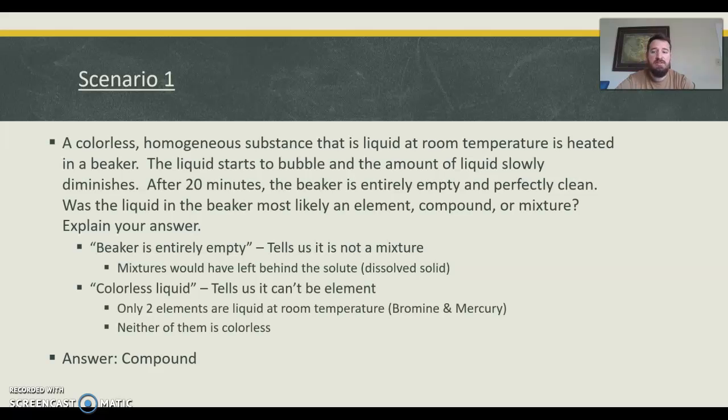It also tells us that this is a colorless liquid. We know from class that there are only two elements that are liquid at room temperature, that being bromine and mercury. Neither of those is colorless. Mercury is silver, and bromine is like a maroonish purple when it is a liquid. All right, so because of those two reasons, I was able to eliminate both mixture and element, leaving me with the correct answer as compound. This process of elimination is a good way to go through these scenarios, or at least most of them.